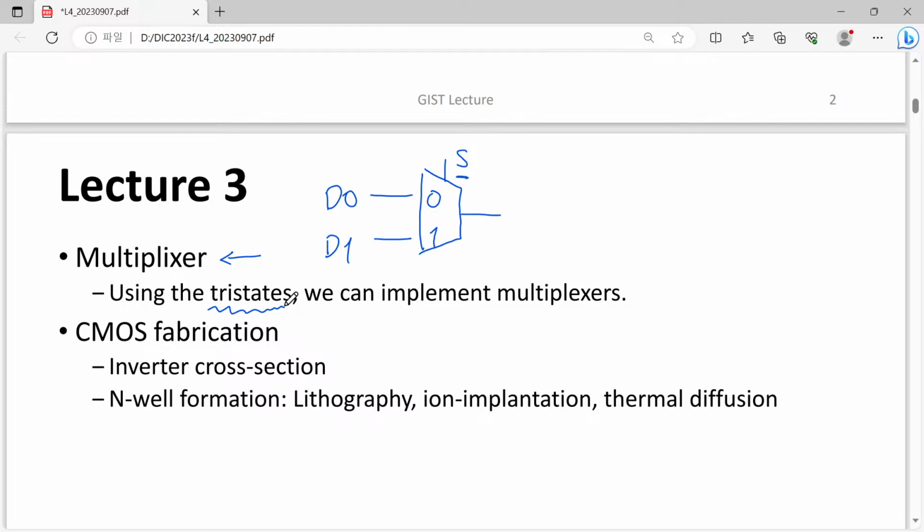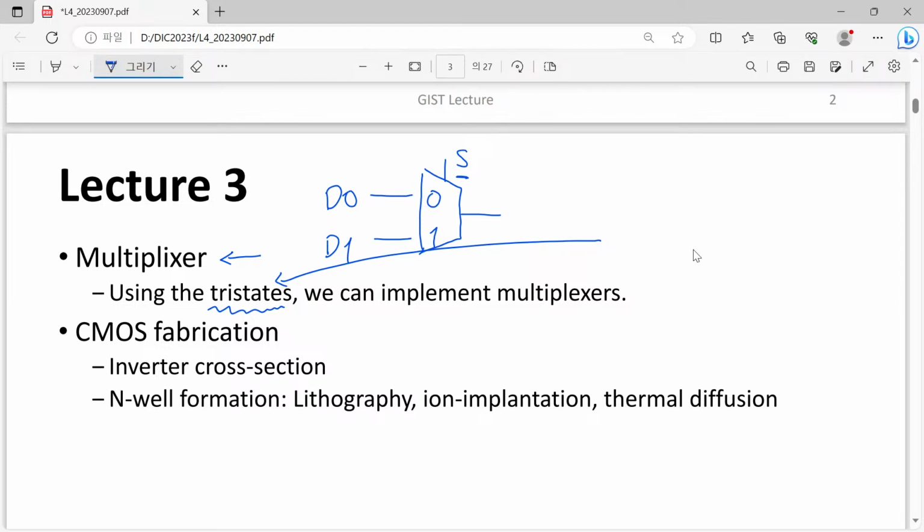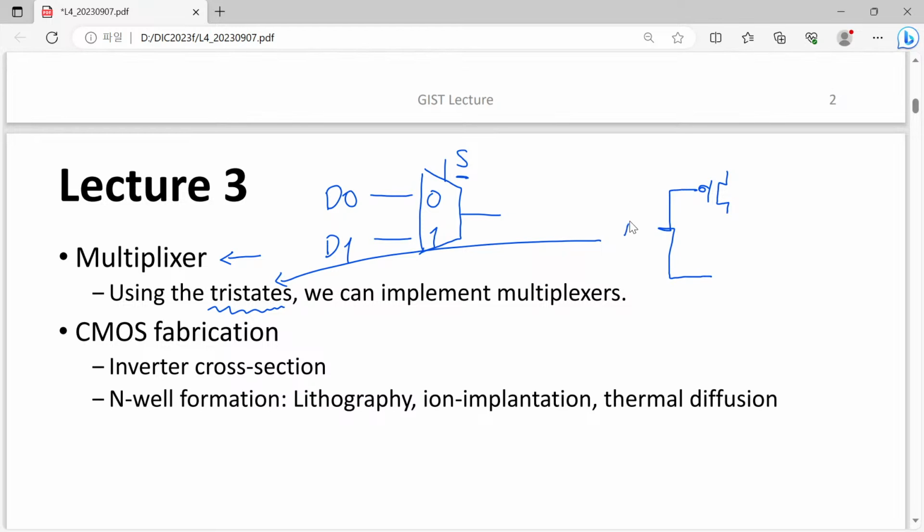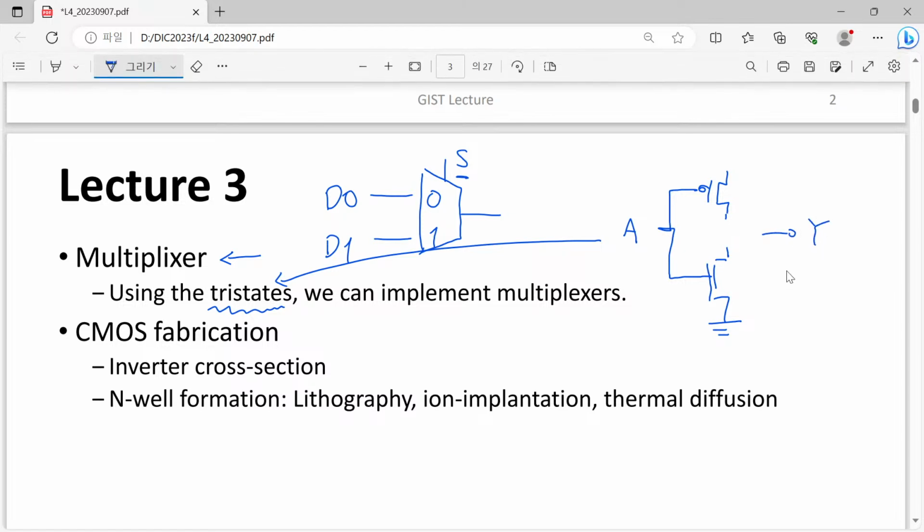So how can we implement this tri-state? We have studied two different ways. One was using a transmission gate, and another one is using a tri-state inverter. The tri-state inverter simply has a form like this: a usual inverter driven by our input A. If we have just this, then that will be a normal inverter.